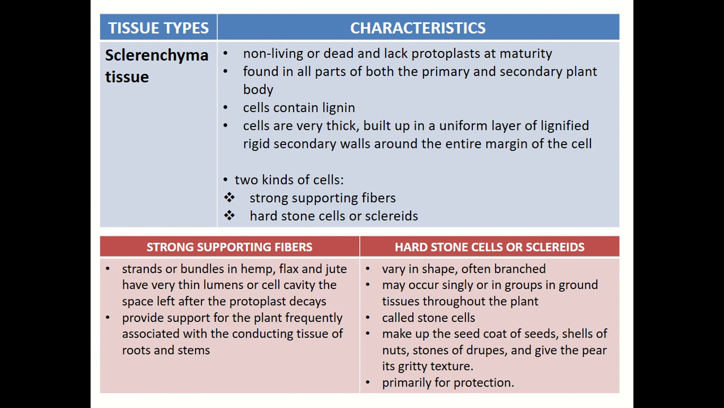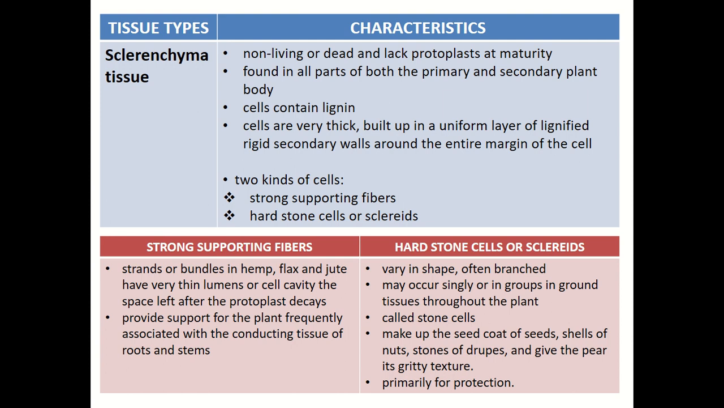There are two types of cell that you can find in sclerenchyma tissue. The first one is the strong supporting fiber. Strong supporting fibers refer to the strands or bundles in hemp, flax, and jute, with a very thin lumen, or cell cavity, which is the space left after the protoplasm has decayed inside the sclerenchyma. So it helps to provide support for the plant, frequently associated with the conductive tissue of root and stem.